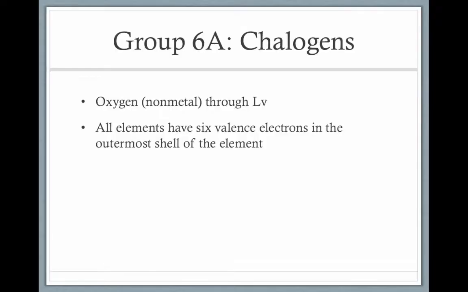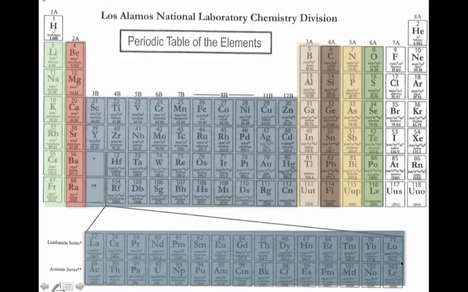These are our chalcogens. Oxygen through LV. All of these elements have 6 valence electrons in the outermost shell of the element. So again, all of these are just kind of lightly shading in different colors so you can tell them apart, just identifying these different families. Again, please make sure you can actually still read all of the information on here because it won't be helpful to you if you can't actually read each box.